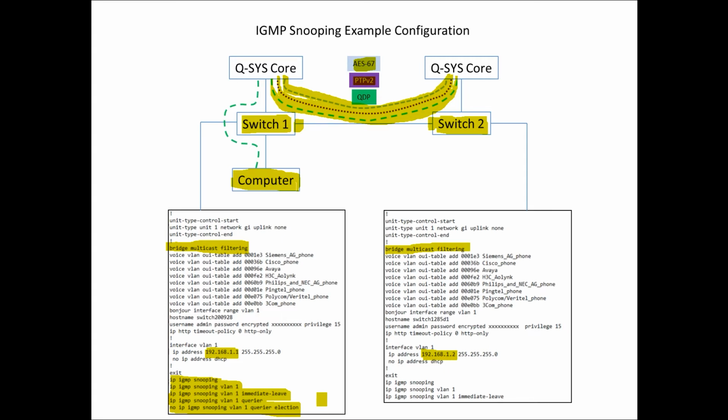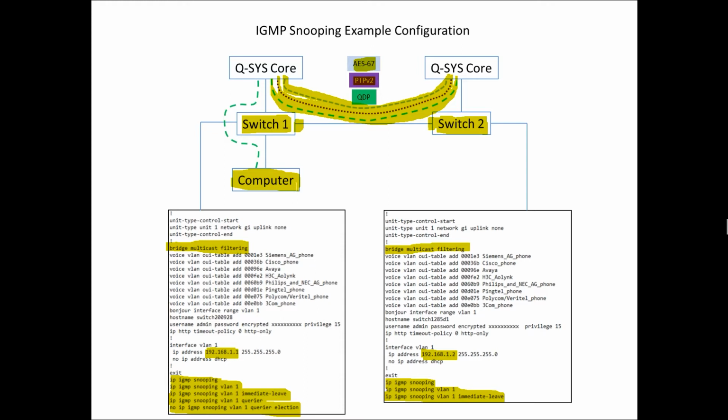And then on the right-hand side switch, switch 2, the config is a little bit shorter. So IP IGMP snooping, then IP IGMP snooping VLAN 1, and then IP IGMP snooping VLAN 1 immediate leave. So at this point in time, as far as the IGMP snooping mechanism for this deployment, we're pretty much ready.